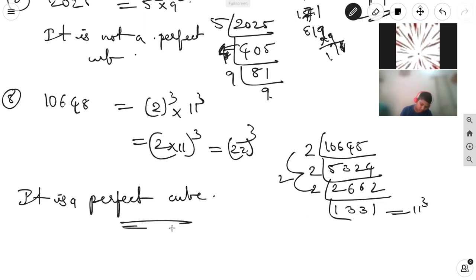Got it? Do like that. For perfect cubes and for perfect squares, we can do the prime factorization only. Got it?